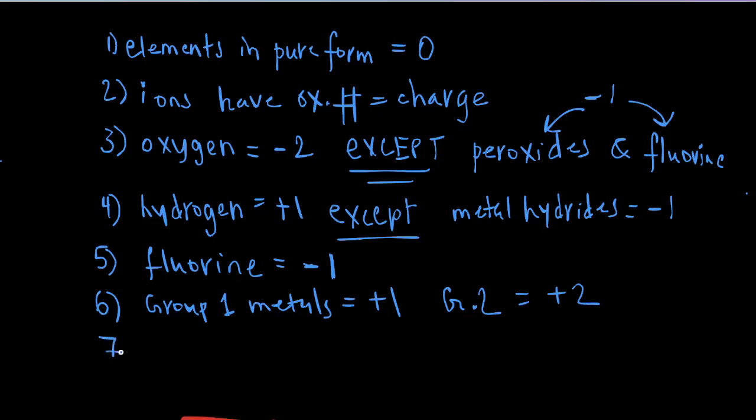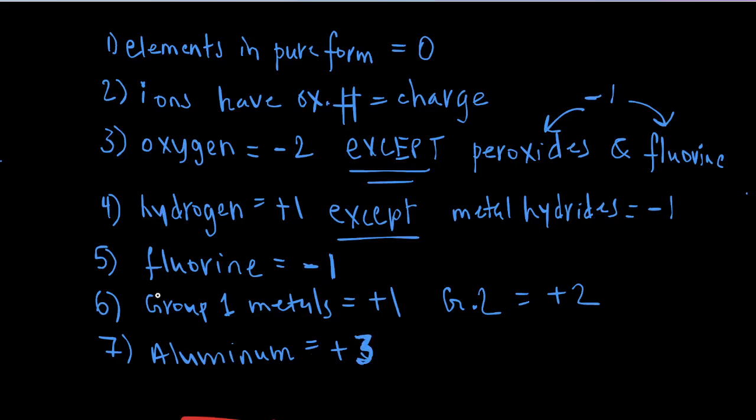And aluminum has an oxidation number of +3. So this aluminum rule, again, comes up less frequently in problems, but keep it in mind in case it does come up.